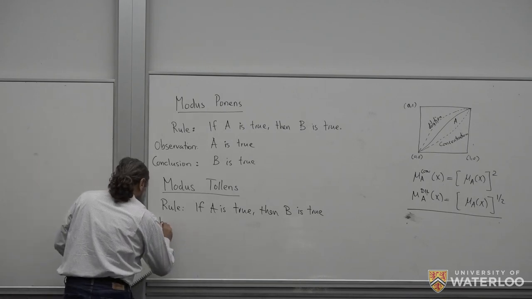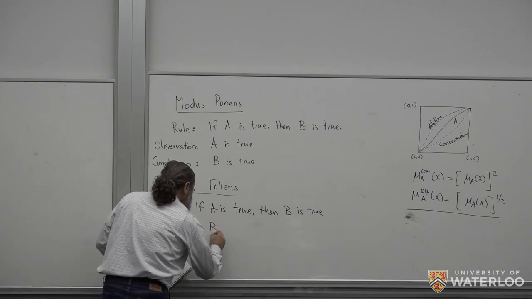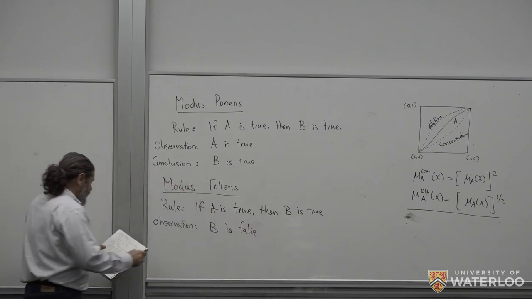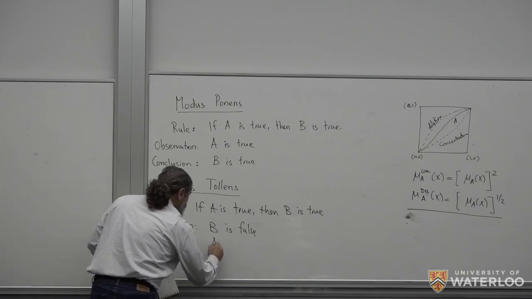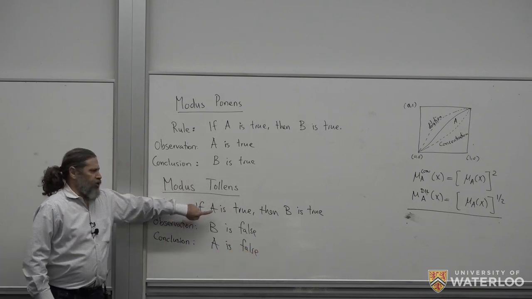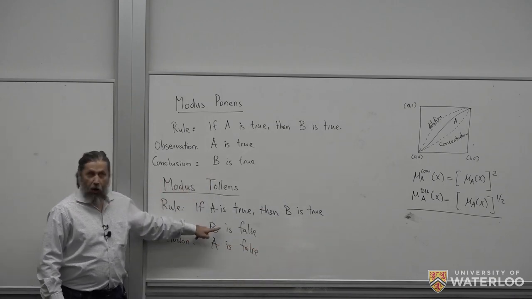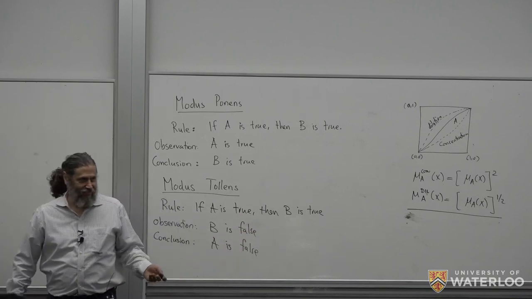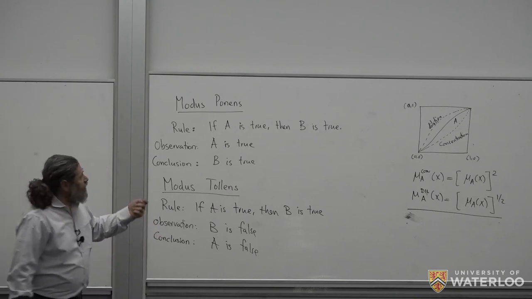Then you observe B is false. And then the conclusion is A is false. The rule is, if students study, they will be successful. Students are not successful. Students did not study. Sounds simplistic, isn't it?